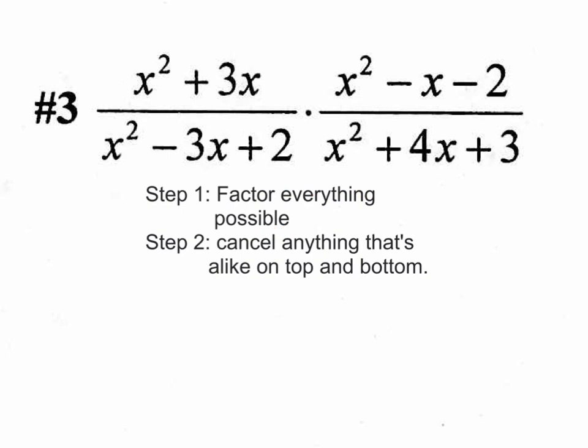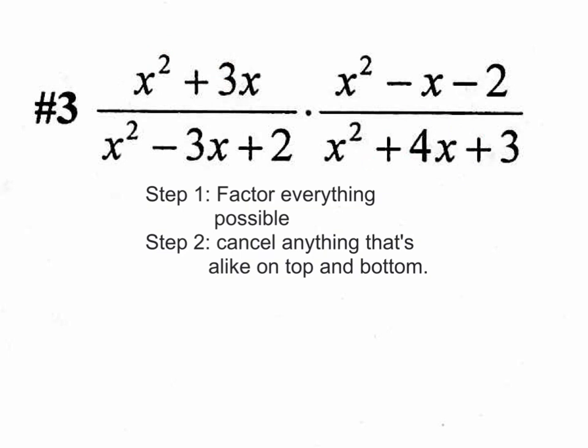And then after you factor everything possible, you should end up with a bunch of multiplication, which means that then you'll be able to cancel anything that's alike on the top and the bottom. I should have said numerator and denominator. And it doesn't matter if you cancel out something that's up here with something that's down here, as long as you're talking about top and bottom, okay?